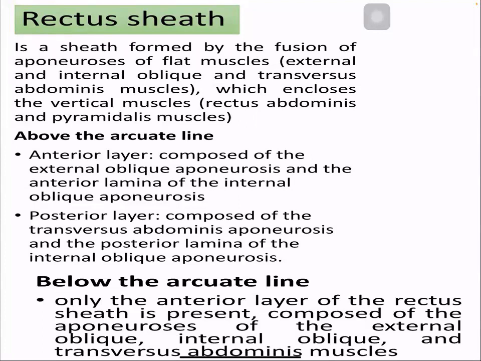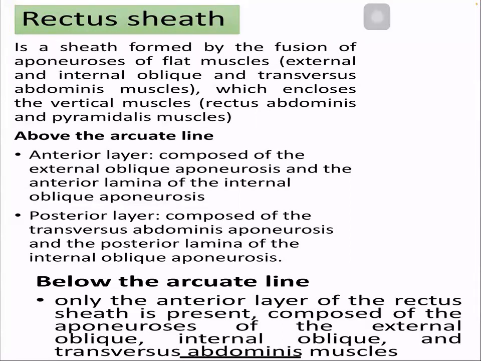Above the arcuate line, the anterior layer, or anterior rectus sheath, is composed of the external oblique aponeurosis and the anterior layer of the internal oblique aponeurosis. The posterior rectus sheath above the arcuate line is composed of the transverse abdominis aponeurosis and the posterior layer of the internal oblique aponeurosis. This is above the arcuate line.